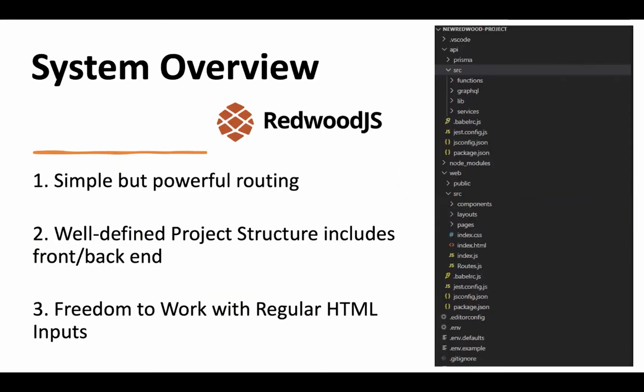So next, system overview. The coding system we are using to create our website is called Rebel.js. And here are the three characteristics of this coding system. First, Rebel.js is very simple and it has a very powerful routing system, just like the picture that you see on your right-hand side. This is one of the images that we took from our backend.